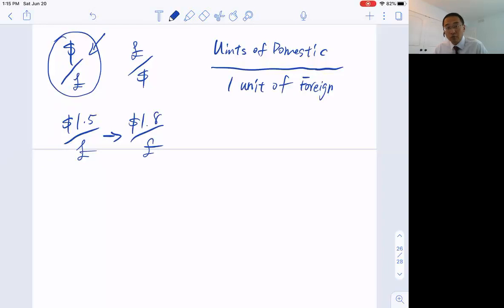The answer is no. Because in this case, the dollar depreciated, because now it takes more dollars to buy one foreign currency. It used to take $1.50 to buy 1 pound. Now you have to take $1.80 to buy the same pound. So the dollar is worth less now.